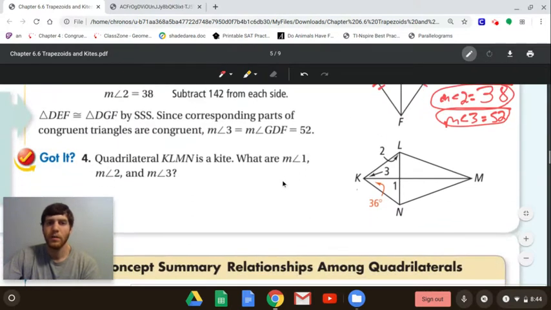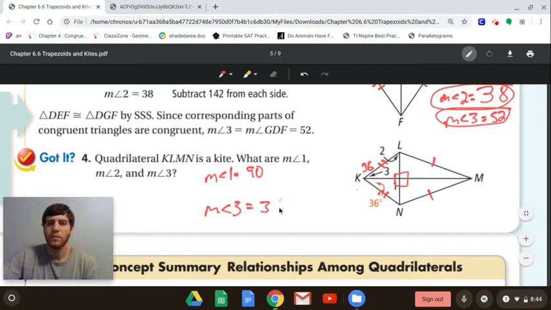Okay, we have quadrilateral KLMN is a kite. So here LM and NM are going to be congruent, and then KN and KL. Again, diagonals are perpendicular, so it's 90, 90, 90 in the middle. So the measure of angle 1 is going to equal 90. We know the diagonals bisect one pair of opposite angles. In this case, it's going to be M and K that are bisected. So 3 is going to be 36 as well.